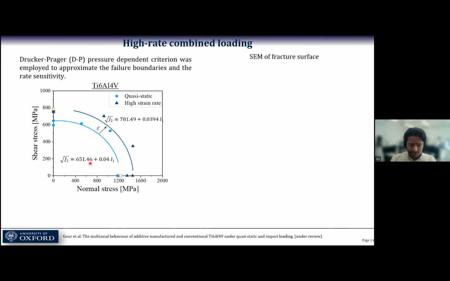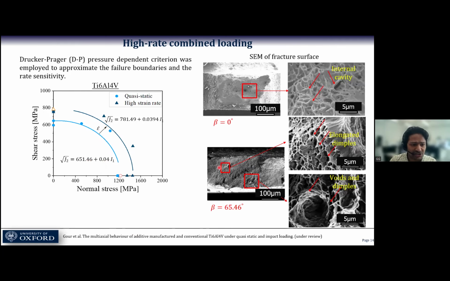I also took these samples from the various loading conditions, and I tried to compare whether I can observe features indicating the combined loading conditions. For instance, for combined loading conditions, we do see elongated dimples and tear dimples, which clearly indicate the domination of shear stress, along with void formations and deeper dimples as well.